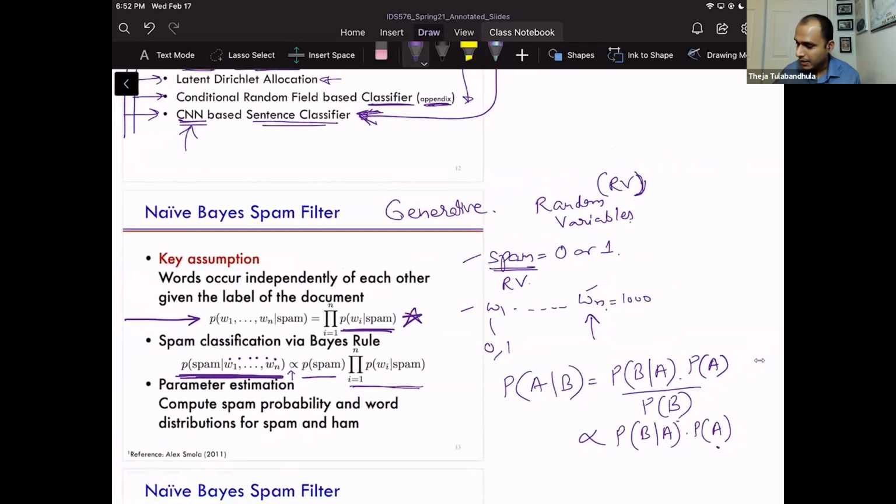And that's exactly what we wrote, where A happens to be that spam random variable. Let's say spam is equal to 0 or spam is equal to 1. And B, the random variable, happens to correspond to these W1 to Wn random variables. And this is where we use the key assumption: if B is W1 to Wn, the joint probability of W1 to Wn just decomposes into the probability of W1 times the probability of W2 times, and so on. That's the Naive Bayes model in one slide.